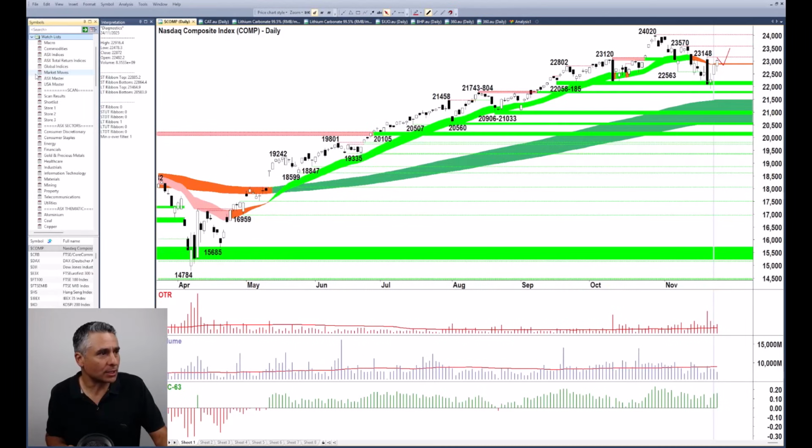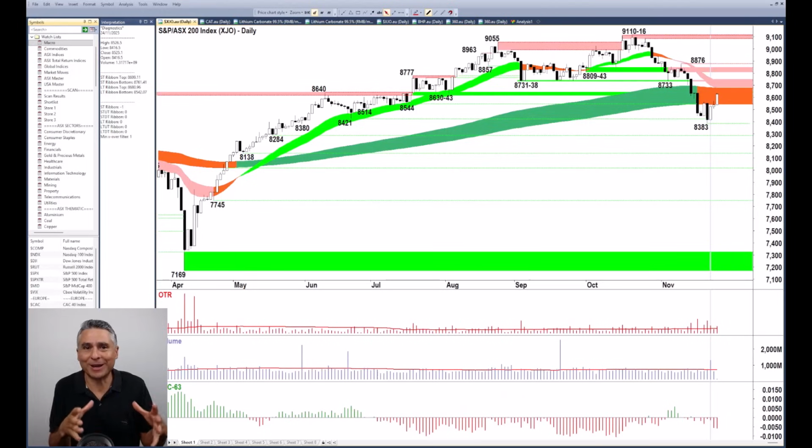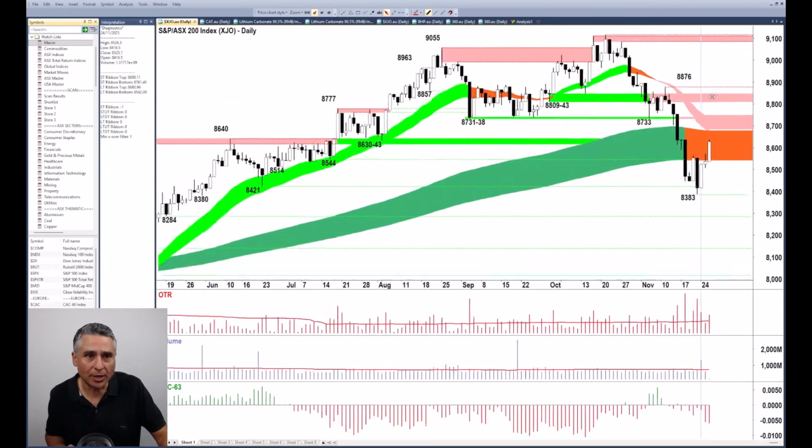Heading over to the ASX 200 now, just to round out. Obviously, if you've got a bucket that's trading US shares, that's the risk allocation there, and this is now what we're looking at for Australia.